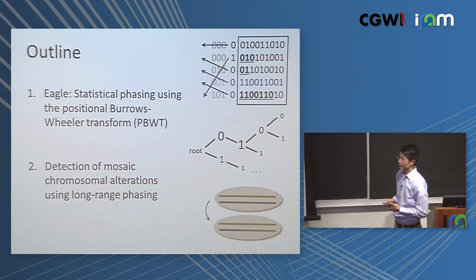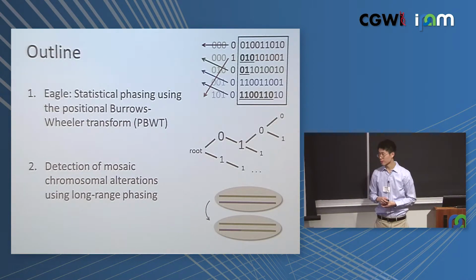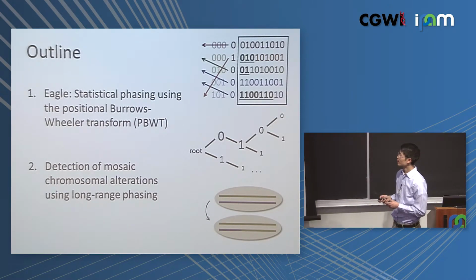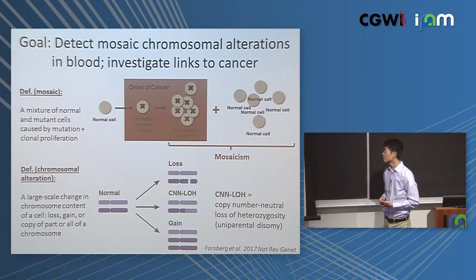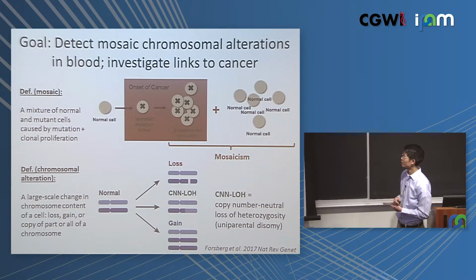So at this point, I'm going to transition to the second piece of my talk, which is slightly more biologically focused, but still with a heavy computational component. And this is going to be about using phasing to detect mosaic chromosomal alterations. And so I promised I would define that. So here are a pair of definitions on a slide.